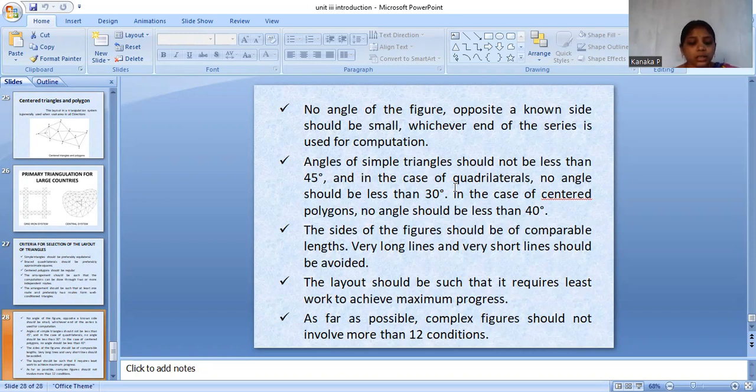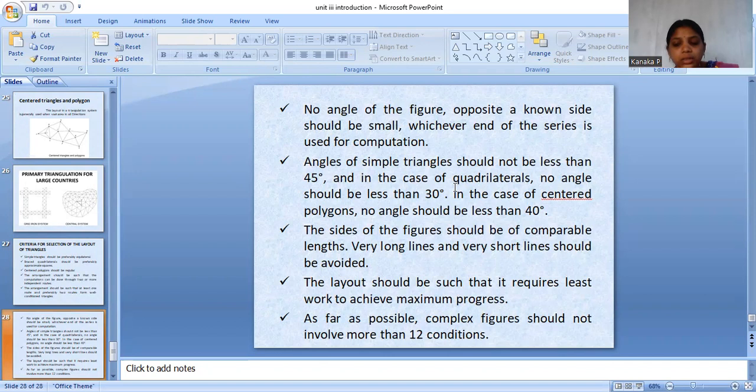Then the next topic is signals and towers. A signal is a device to define the exact position of the observer's stations. There are many requirements of signals. First, it should be clearly visible against the background, and it should be feasible to center accurately over the station marks. It should be free from phase. These are the requirements of signals.